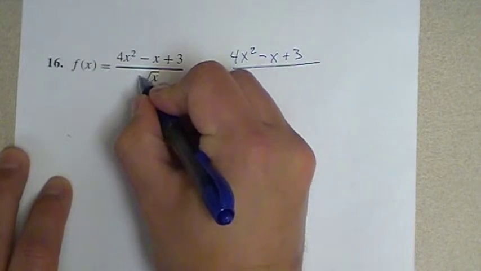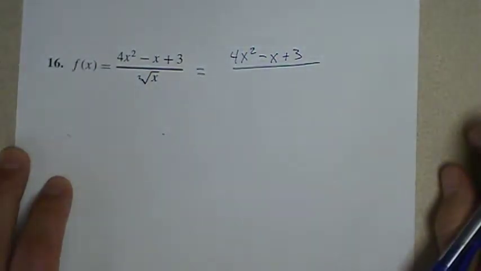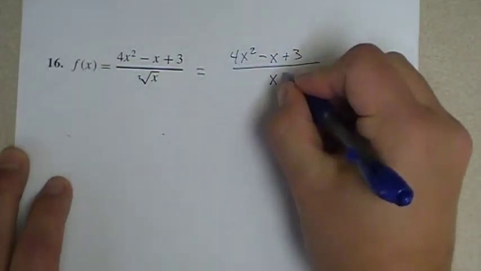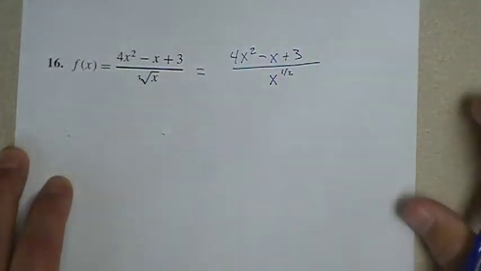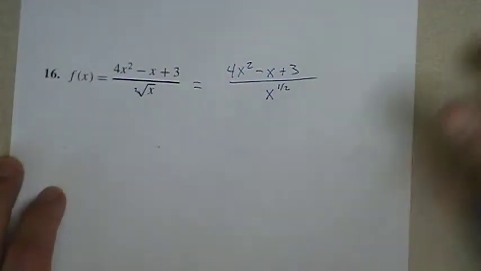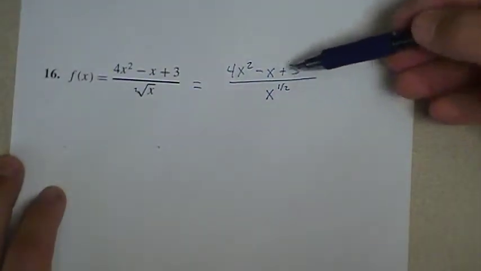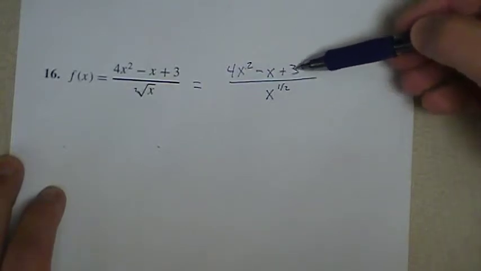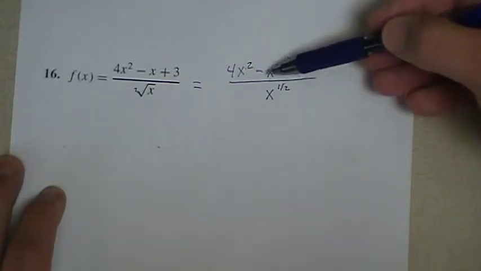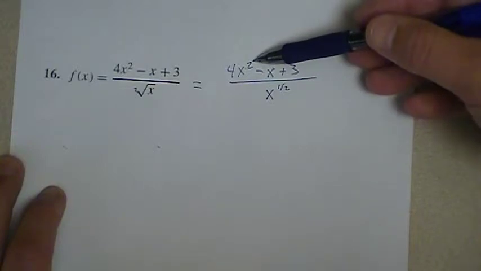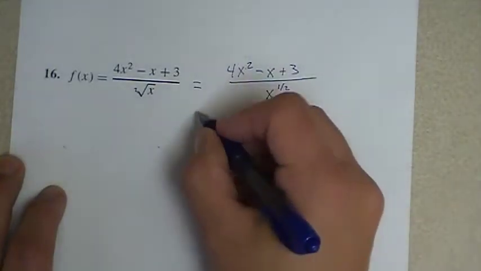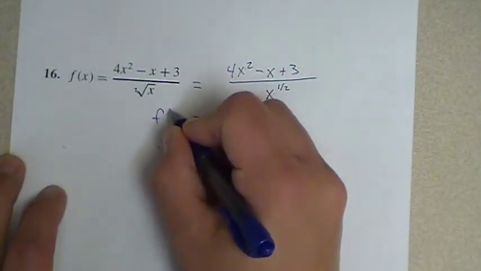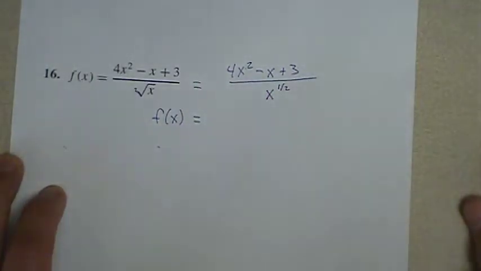So the index on this root is a 2. If I'm converting this to a corresponding power, the index on the root is going to become the denominator of the exponent. So it's going to become an x to the 1/2. I want to divide each of these three terms by x to the 1/2. I'm just going to use division of like bases, x squared minus x to the 1/2 when I do that division. So this is not the derivative. This is still just f of x.